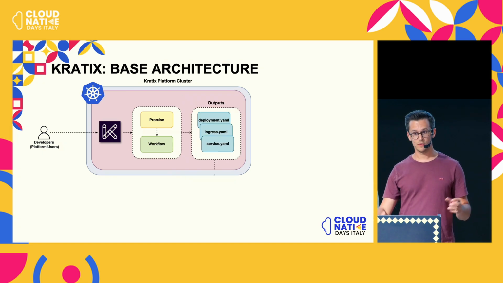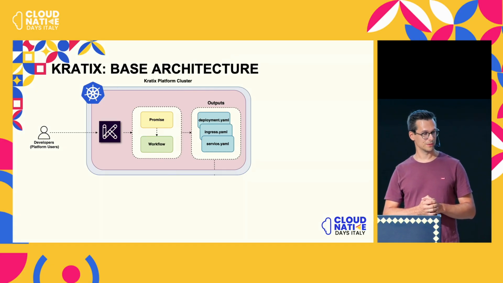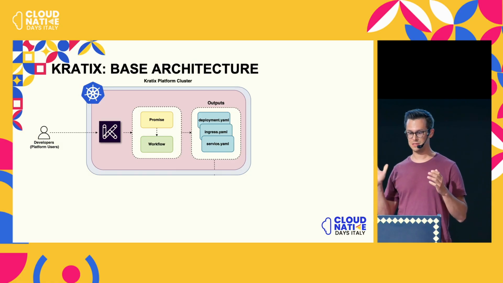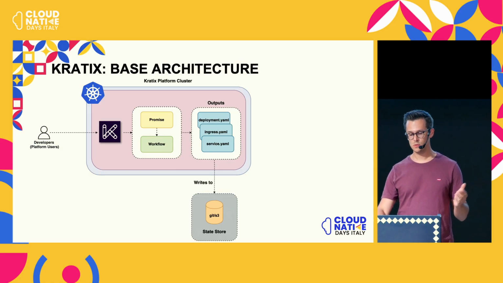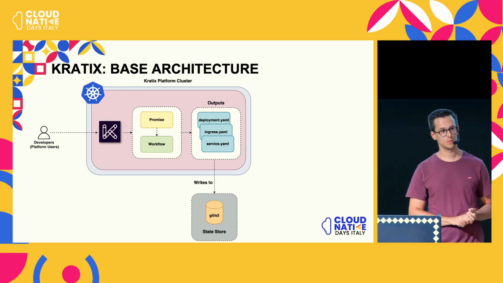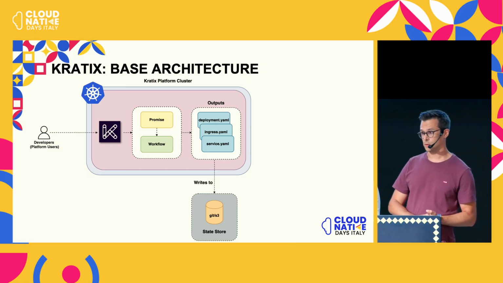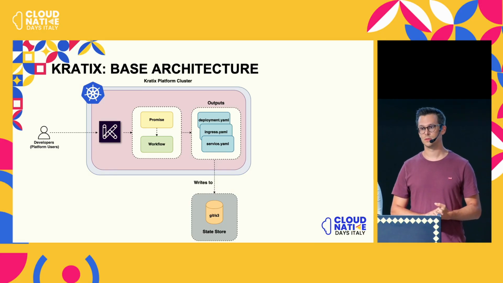And in this case, the workflows will just create output files like the deployment YAML, ingress YAML, and a service YAML. And Kratix will not deploy that stuff for you. So Kratix is just creating basically these files based on how you have defined it in your workflows. But what it will do is it will write it to a state store. So Kratix is working with a state store. It could be a Git repository or also an S3 style bucket, so MinIO or AWS S3.